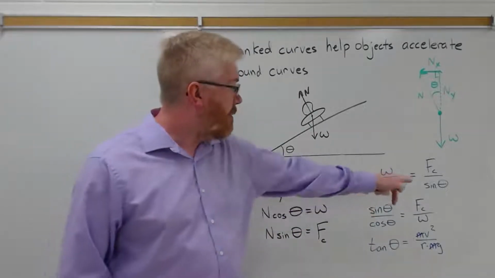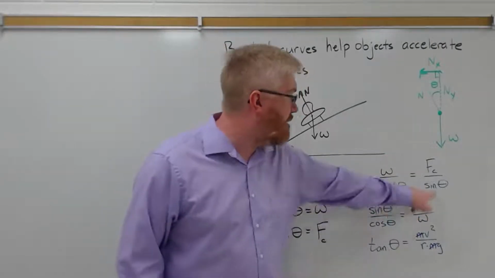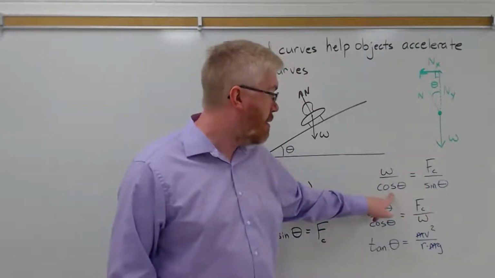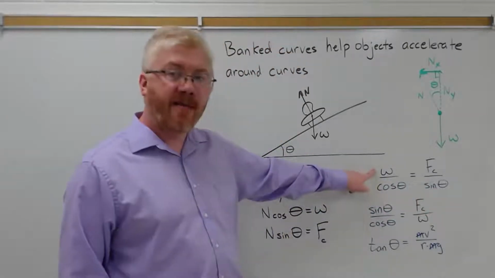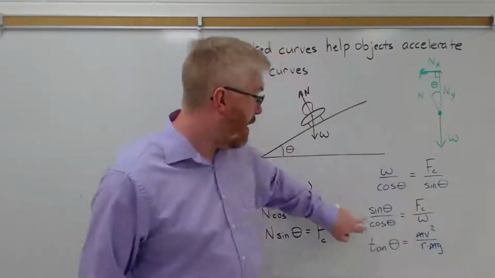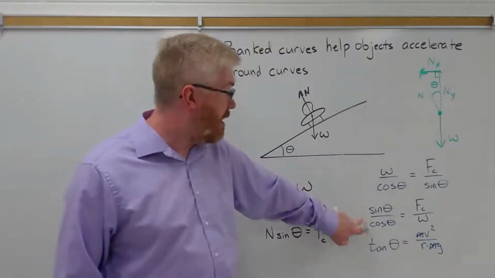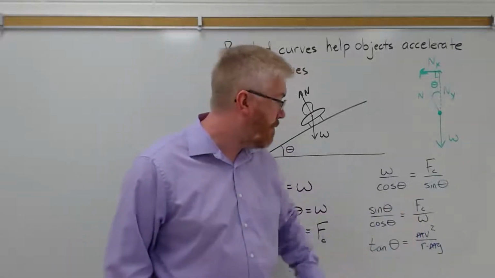So I'm going to get theta on one side and the other terms on the other. I'm going to multiply both sides of this equation by sine theta. That brings the sine from the denominator over here to the numerator on the left-hand side. Divide both sides by the weight. That brings the weight down, and I end up with this equation. Sine theta over cosine theta is the centripetal force over the weight.